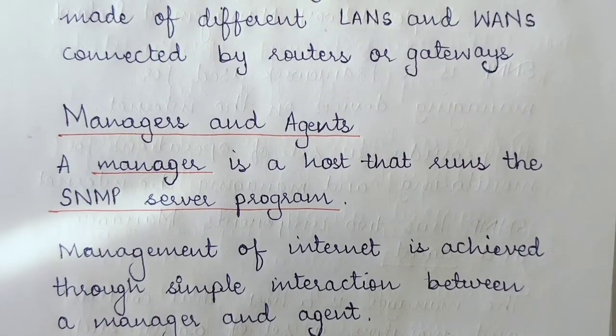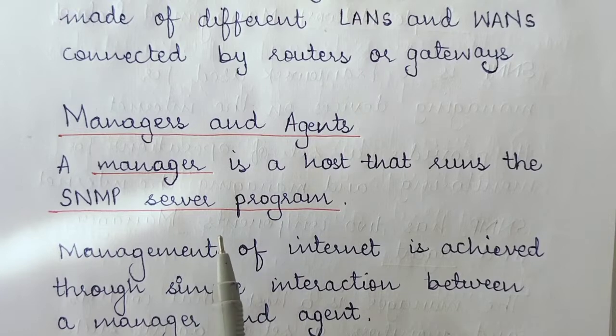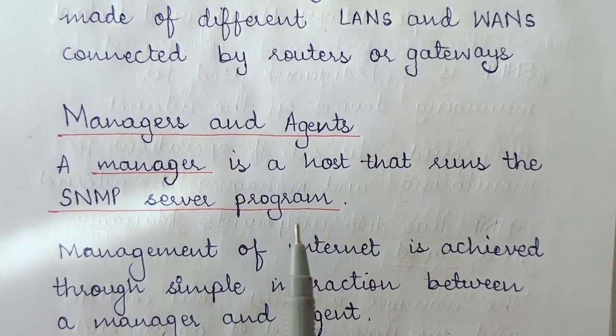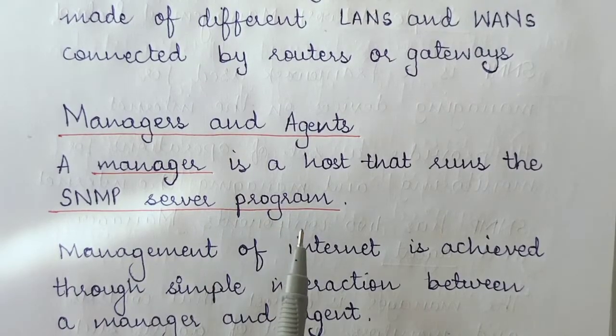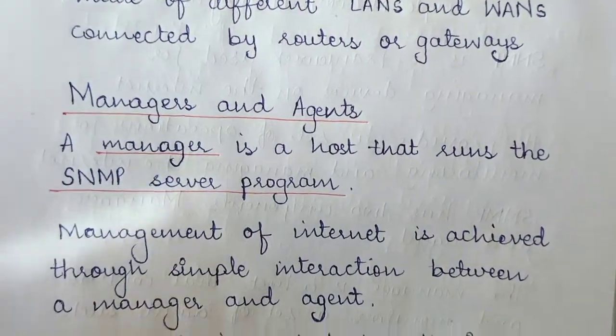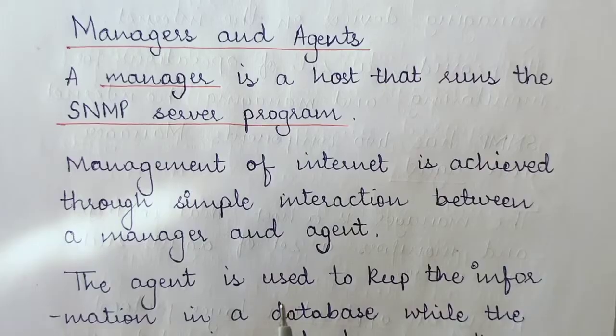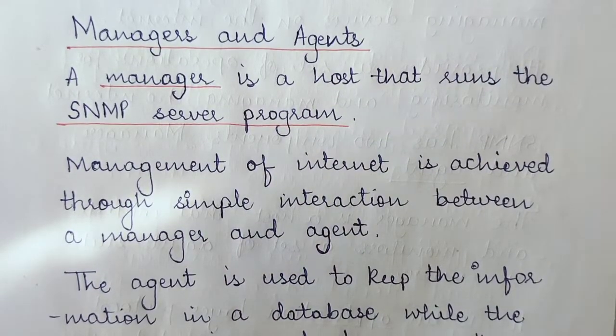Now let's see what manager and agents are. As I told you, there are two important components of the SNMP protocol, and these two components are manager and agent. A manager is a host that runs the SNMP server program. So the manager is basically a host, and this host runs the SNMP server programs. Management of the internet is achieved through simple interaction between a manager and agent. As I said, SNMP is used to manage devices on the internet.